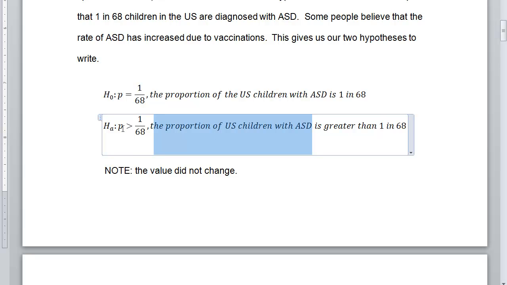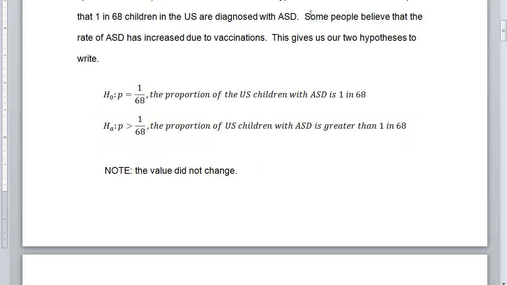Children with ASD, but now it's going to be greater than. I feel like it has increased, right? That was what some people believe. So my alternative, I don't know what it's increased to. That's why the inequality. The 1 in 68. And so that means it is greater than 1 in 68.